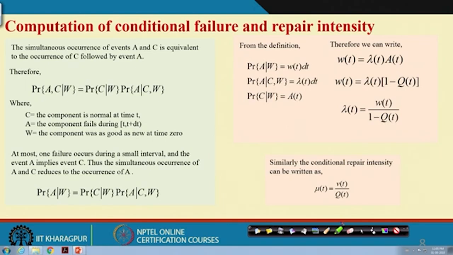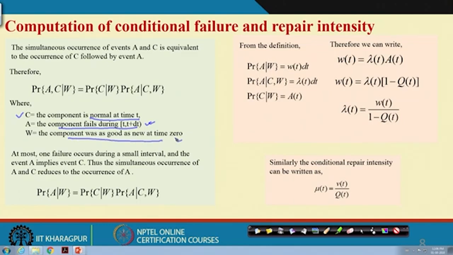So, all of you know the conditional probability. If you do not know, please go through conditional probability, and we will not discuss what conditional probability is here, it is a prerequisite for you. So, for the time being you just understand a few things. The component is normal at time t, that is one condition. Then the component fails during this interval, which is our subject of interest. Then the component was as good as new at time t equal to 0, that is also another condition.